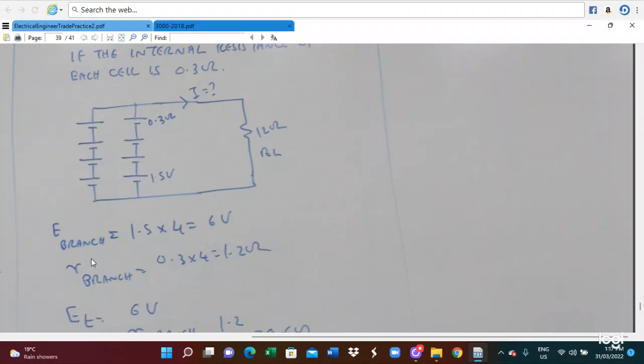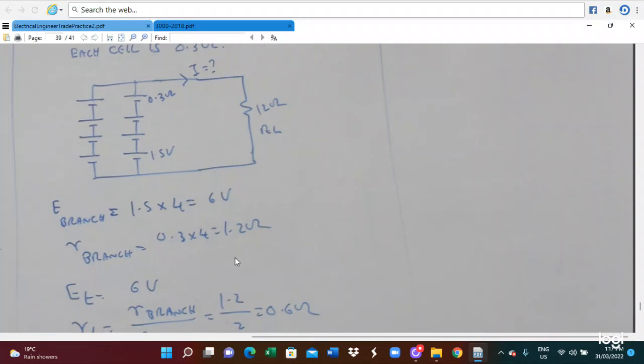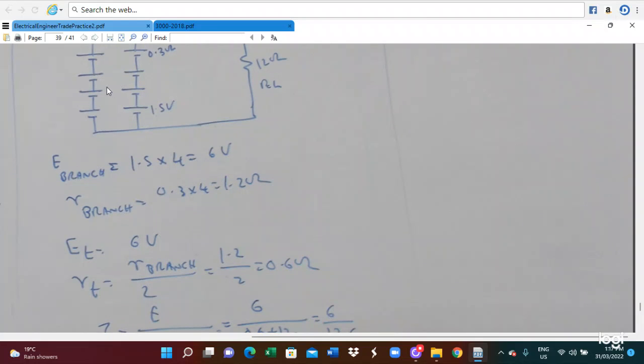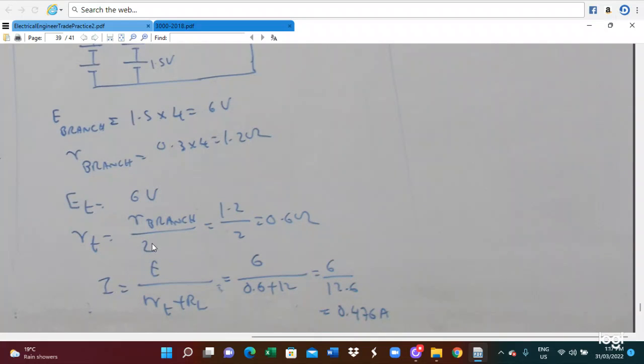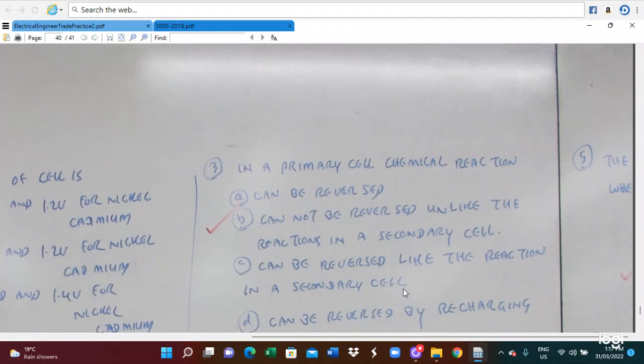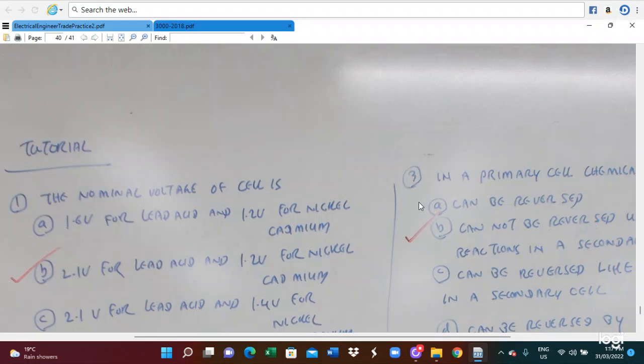And also the total resistance of a branch: this is connected in series, so 0.3 multiplied by 4, you get 1.2. But the two branches are connected in parallel, so the voltage is 6 volts, but the RT is R branch divided by 2, you get 0.6 ohm. So I equals E divided by RT plus RL, so 6 divided by 0.6 plus 12, you get 0.476 ampere. So this is the way we calculate it.